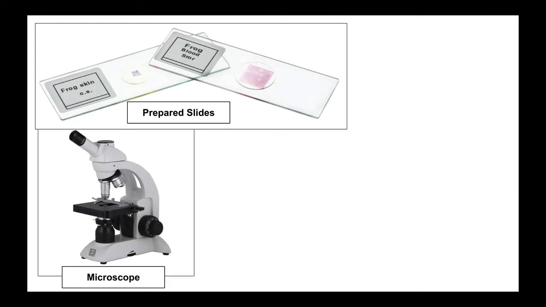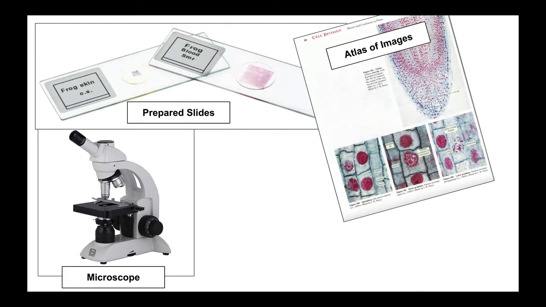You know how to use that to make some observations of those prepared slides to help you decide what cells look like what. In Google Classroom, there's an atlas of images, and I'll show you where that's at in just a second. But it has a bunch of pictures. You've seen images like that already. A bunch of pictures of plant and animal cells in the various stages of mitosis.